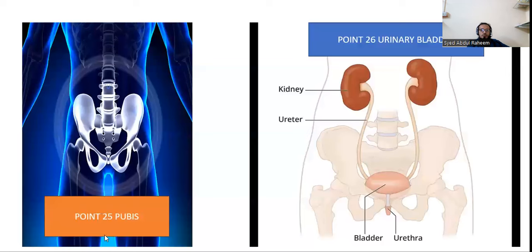Next, we have the 25 point, that is pubis region. You can see this is the pubic symphysis. Here we have the pubic region. Okay, you can apply the electricity, but it is the middle part, so you can use WE or REI.